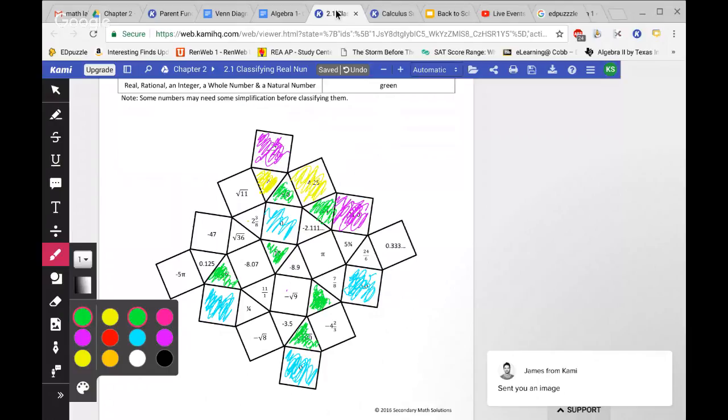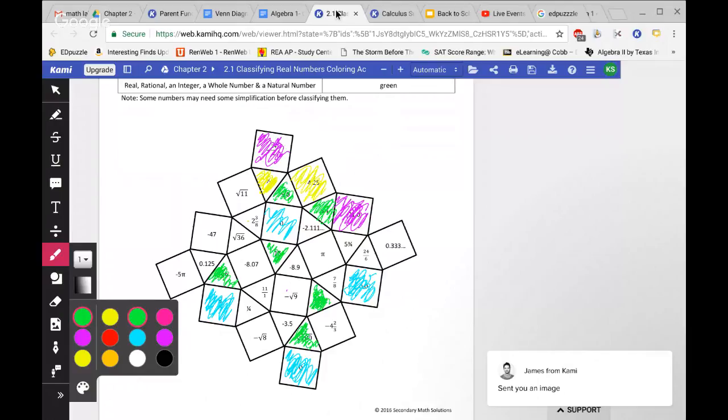And then whole numbers, the only difference between the set of whole numbers and natural numbers is the number 0. And then the difference between whole numbers and integers is now you've included negative whole numbers.